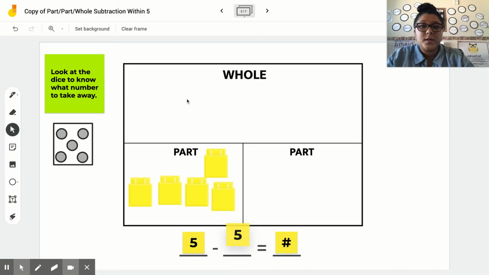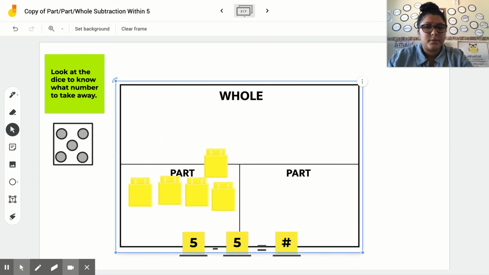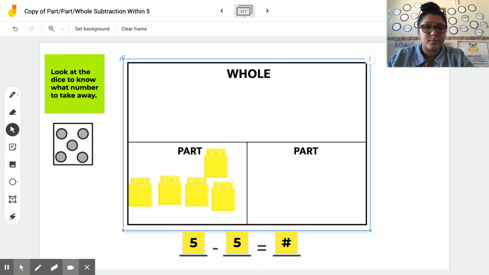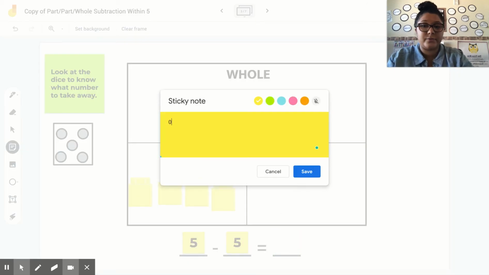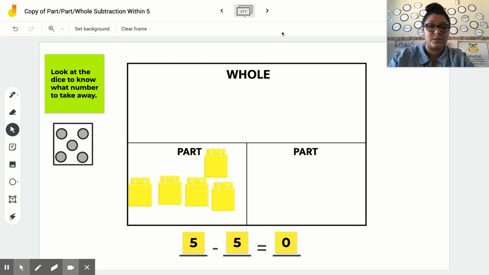I took 5 away, and I'm going to double click here, put that 5 there so I don't forget. So I had 5, I took away 5, and then how many are left? How many can I drag over to the part section? Nothing. There's nothing here for me to take down to the part section. So 5 take away 5 equals 0. There's nothing left. 5 minus 5 equals 0.